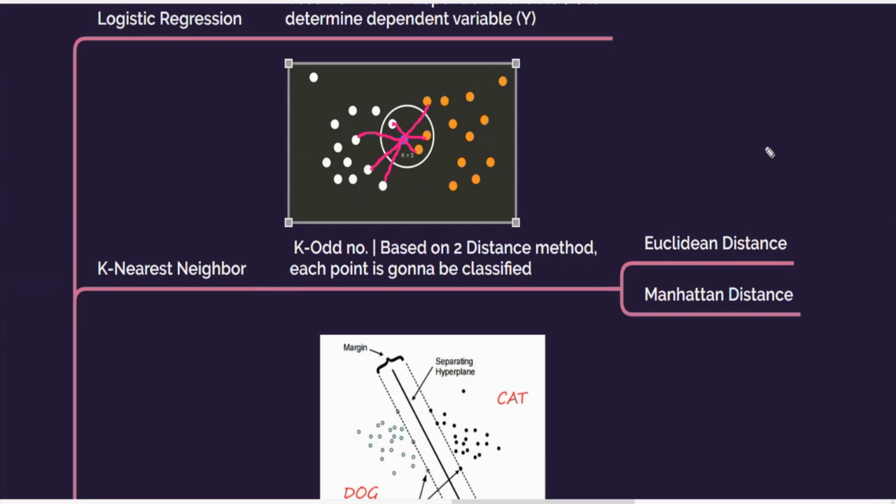But in this, which 3 dots have the least distance when compared to the other dots? So those 3 dots alone I will take, and the remaining dots I will not. If I have given 5, then again the 5 nearest points I will take. In this case, I'm taking 3 and out of these 3, 2 are from orange. So I will consider this new value also belongs to the orange class. This is the Euclidean distance method.